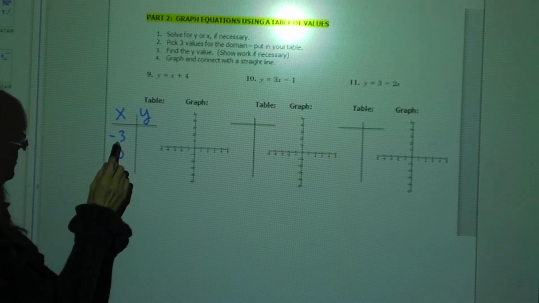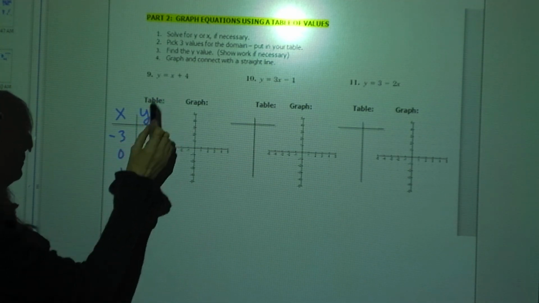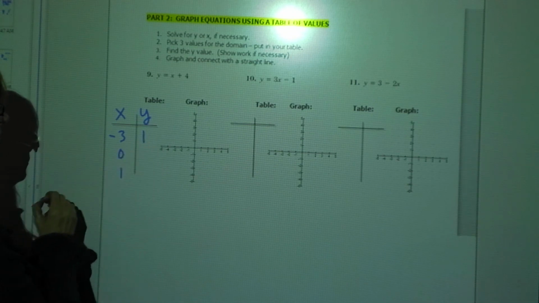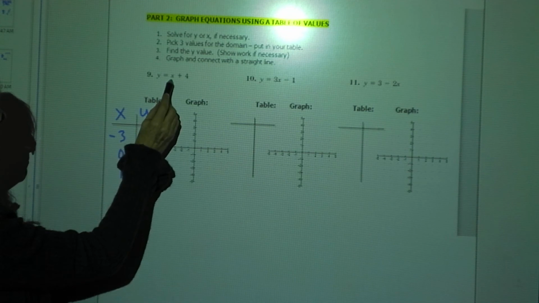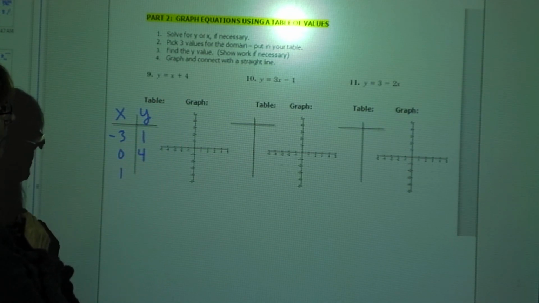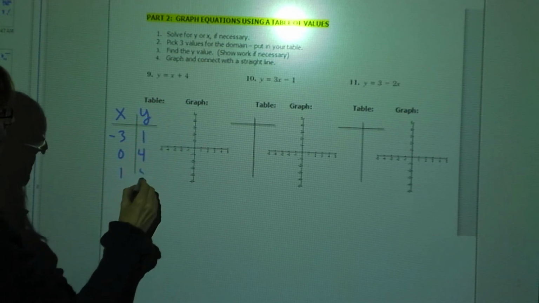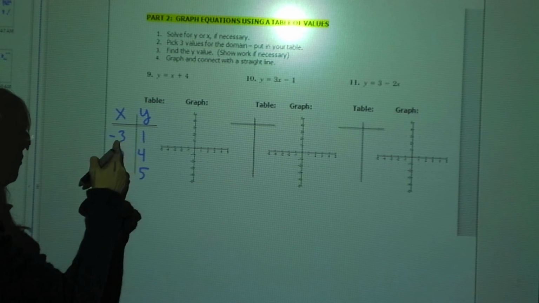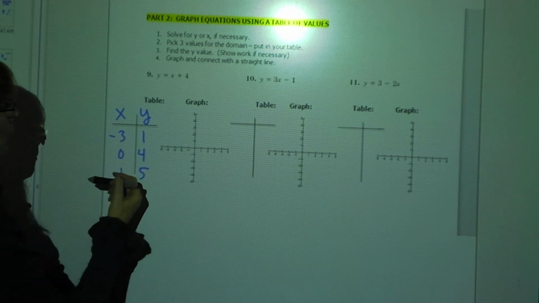Now, I'm going to substitute -3 in for x. So -3 plus 4 is +1. So when x is -3, y is 1. When x is 0, 0 plus 4 is 4. So when x is 0, y is 4. And when x is 1, 1 plus 4 is 5. So these are the points. Think of these as my ordered pairs. So these are the points that I'm now going to plot or graph.